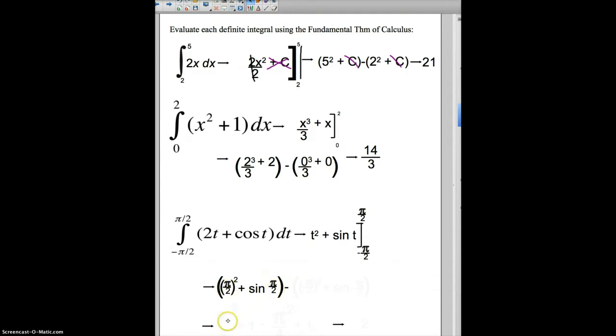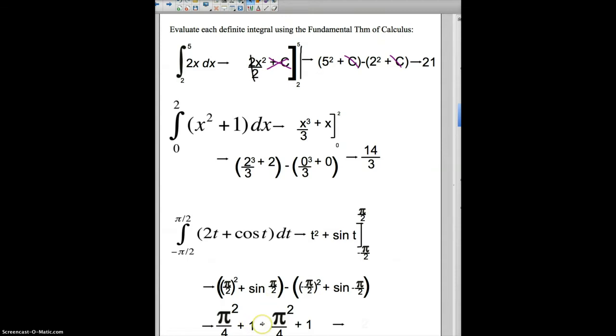Pi over 2 squared is pi squared over 4. Oh, I suppose I should do this part first. Plug in the negative pi over 2 here. So we get negative pi over 2 squared and sine of negative pi over 2. So pi over 2 squared is pi squared over 4. The sine of pi over 2 using your unit circle is 1.